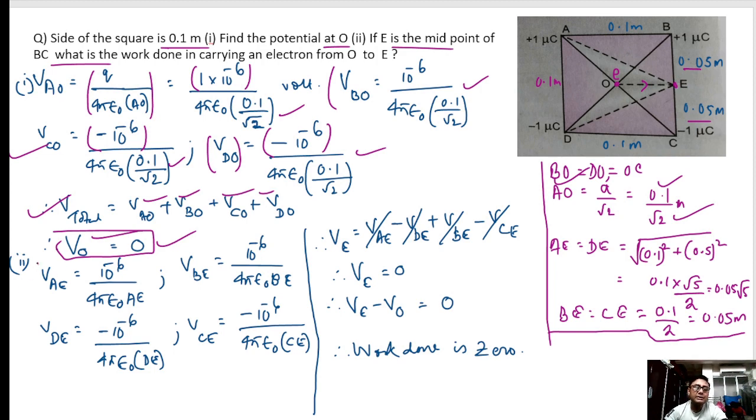So due to charge A at E, this is the potential. See the calculation AE, DE, and also BE. The AE, DE calculations are shown here, which is coming 0.05 root 5. AE will be what? AB square plus BE square. So here I have shown 0.05, sorry.